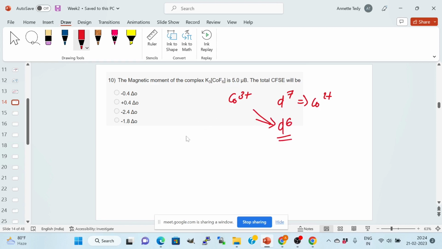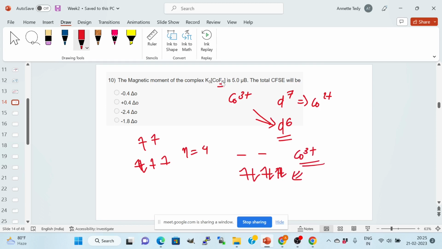Now, we also know that F is a weak field ligand, and this is an octahedral complex. First we'll try a weak field ligand: 3, 4, 5, 6. So 4 unpaired electrons, right? Another case is also possible: 1, 2, 3, 4, 5, 6. Sometimes if the metal is in a higher oxidation state, even with a weak field ligand, this kind of pairing can happen.